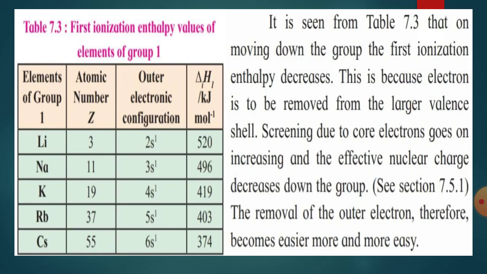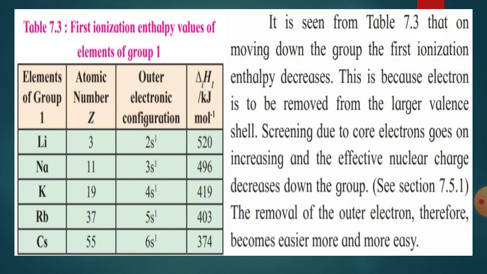Here you see it, students, Table 7.3: first ionization enthalpy values of elements in group 1. Group 1 elements: lithium, sodium, potassium and so on. The atomic number has been given, and the outer electronic configuration has been given. What do you observe from the table?